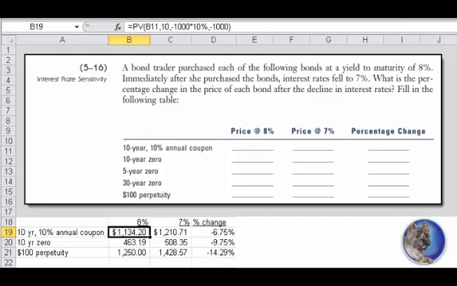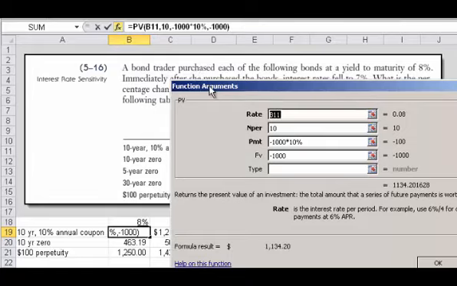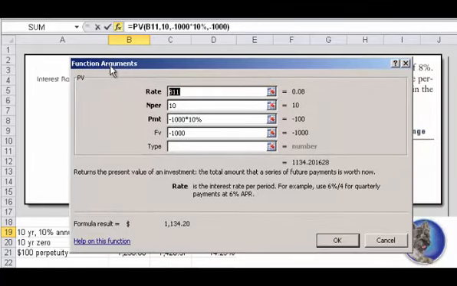So at 8%, the present value of a 10-year 10% annual bond is $1,134.20. If I hit the formula bar, we'll get this pop-up screen and you can see where I came up with the numbers. The rate is 8%, number of periods is 10. The payment amount would be equal to the 10% coupon value, that's the stated rate on the bond, times $1,000. In all cases, if no face value is given for a bond, you assume it's $1,000, which is the normal face value of most bonds.